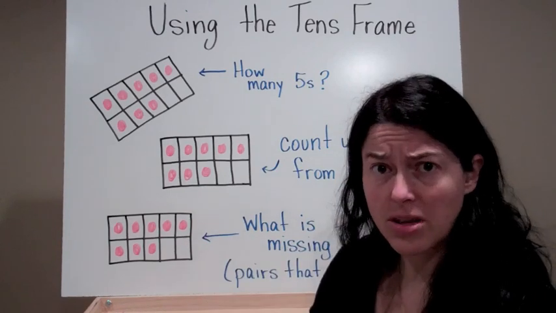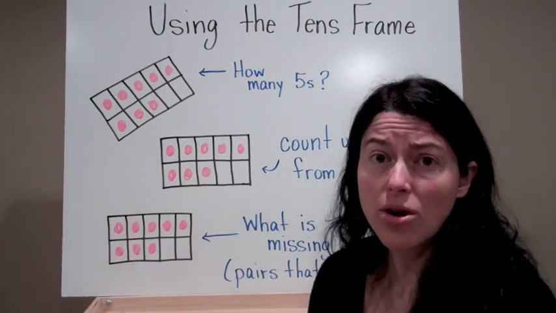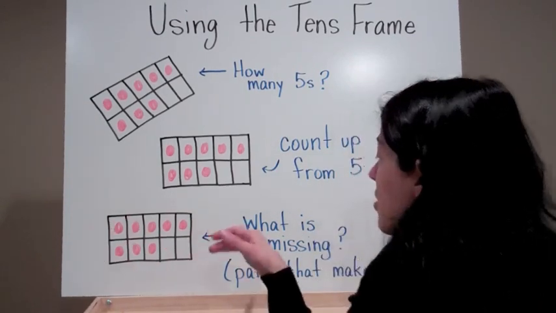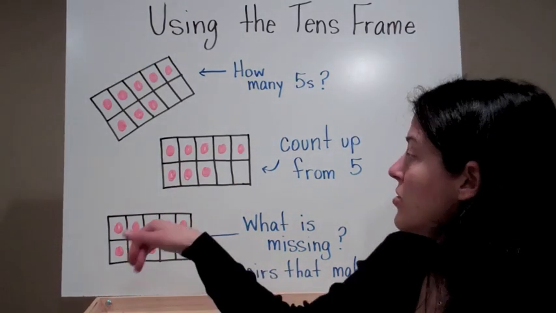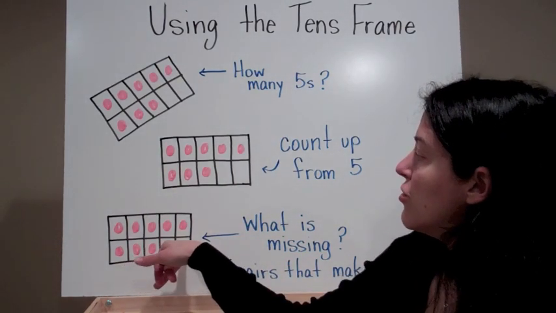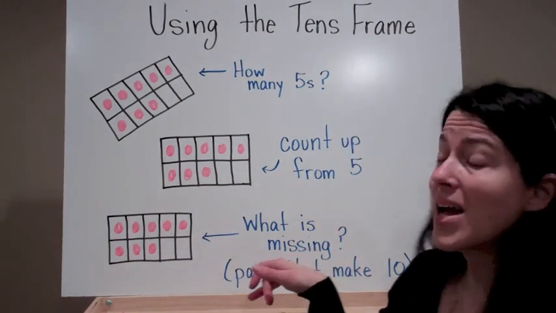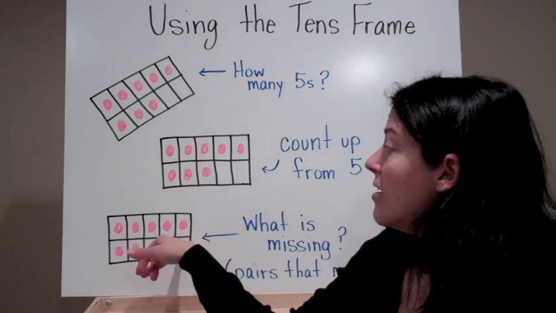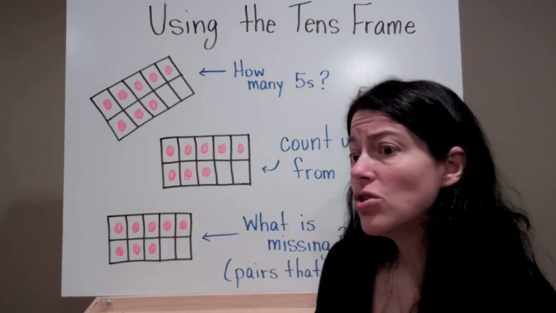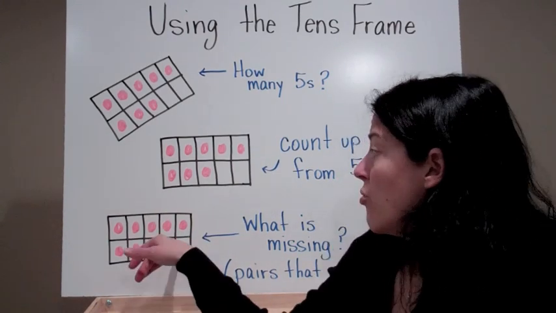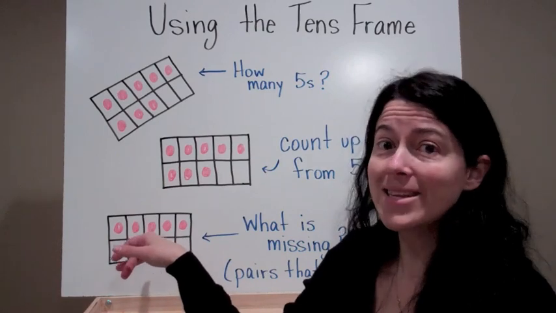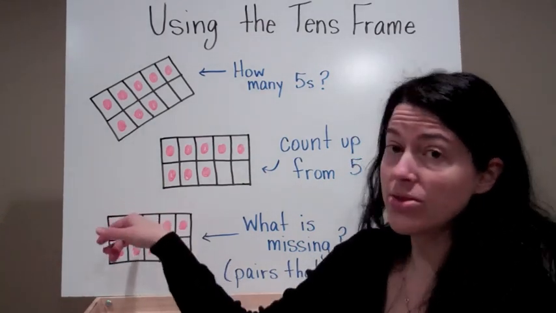The other way to look at this tens frame to figure out what number I am seeing is to look at what is missing. So if I see that there are 2 spots that are still open, and I know my pairs that make 10, I would know that 10 minus 2 gives the two numbers, which include 2, would be 8 and 2. So I would know that this is 8.